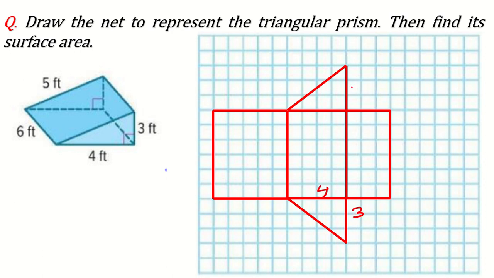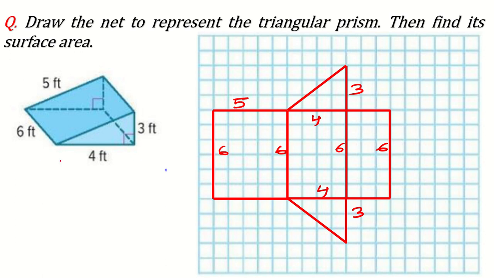Then same here also 3 and 4. Now this side is 6. So all the front side will be 6. And now this side 5. So this is opening here, so it will become 5. And do we need any other side?